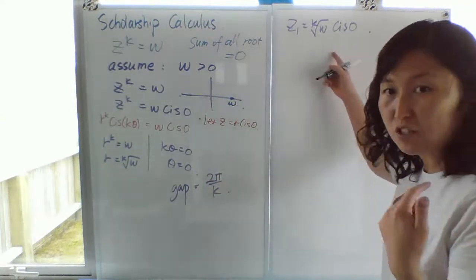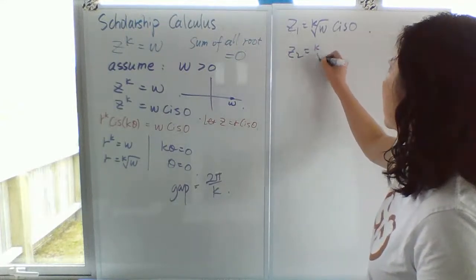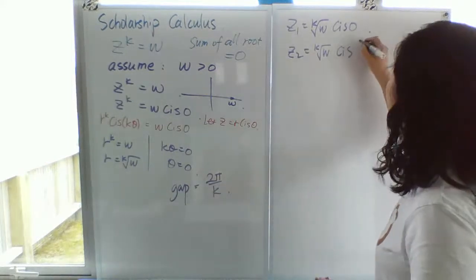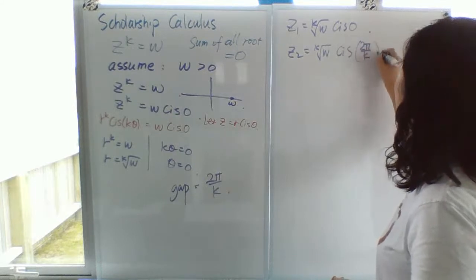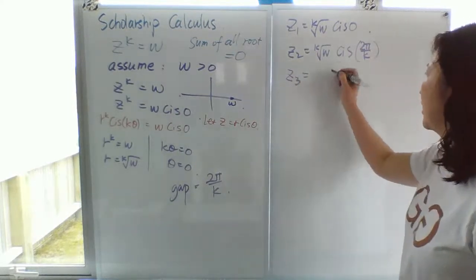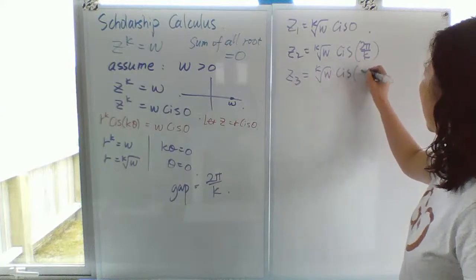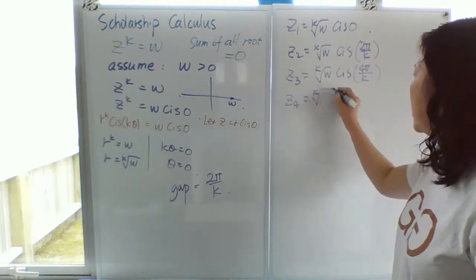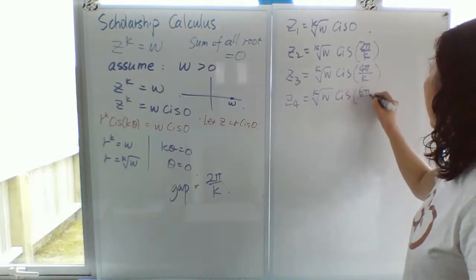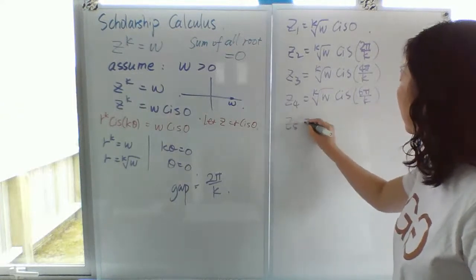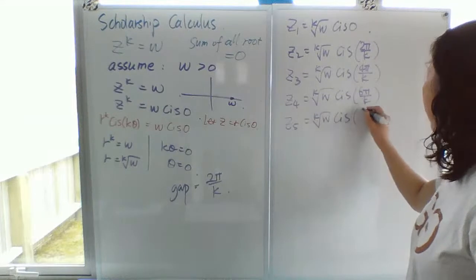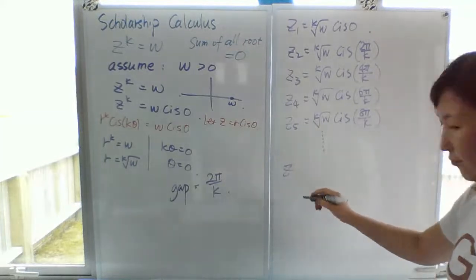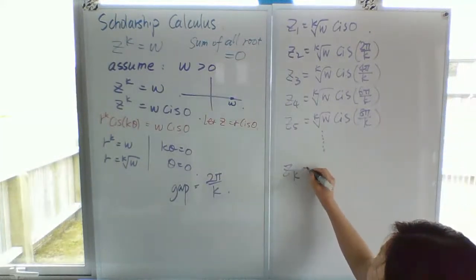Now the second solution will be just keep rotating, so you add this gap to the previous argument. So there will be 2 pi over k, and you keep going. The third solution will be adding another 2 pi over k, so it's 4 pi over k. The next one will be 6 pi over k, and keep going. And you probably ask, do I have to keep going for so long? All the way until we have the k-th solution.